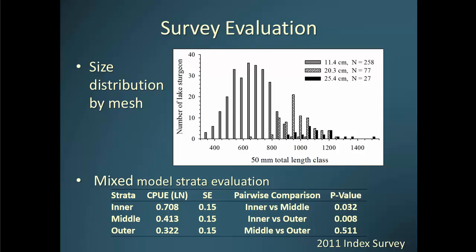Also, we went into the survey with a design where we proportionally allocated more effort towards those inner strata. To evaluate whether that was a good idea or not, I conducted a mixed model to compare CPUEs among those different strata. What we found is that catch per unit effort for the inner strata was significantly higher than it was for the middle or the outer strata. But when we compared the middle versus the outer, they were statistically similar. So this gave us a little bit of a justification for how we allocated our effort.